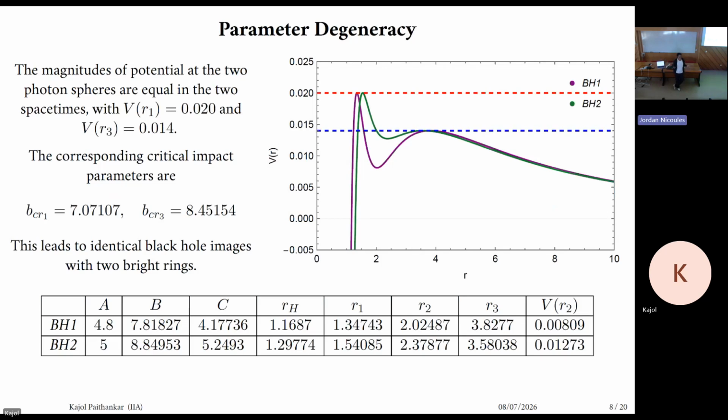Okay. So then for black holes with multiple photon spheres, we'll have degeneracy just by the observation of black hole photon rays at the observer's location. So what is the solution to this? Is there any other observation that we can do to resolve the degeneracy? That is what we try to address in this paper.